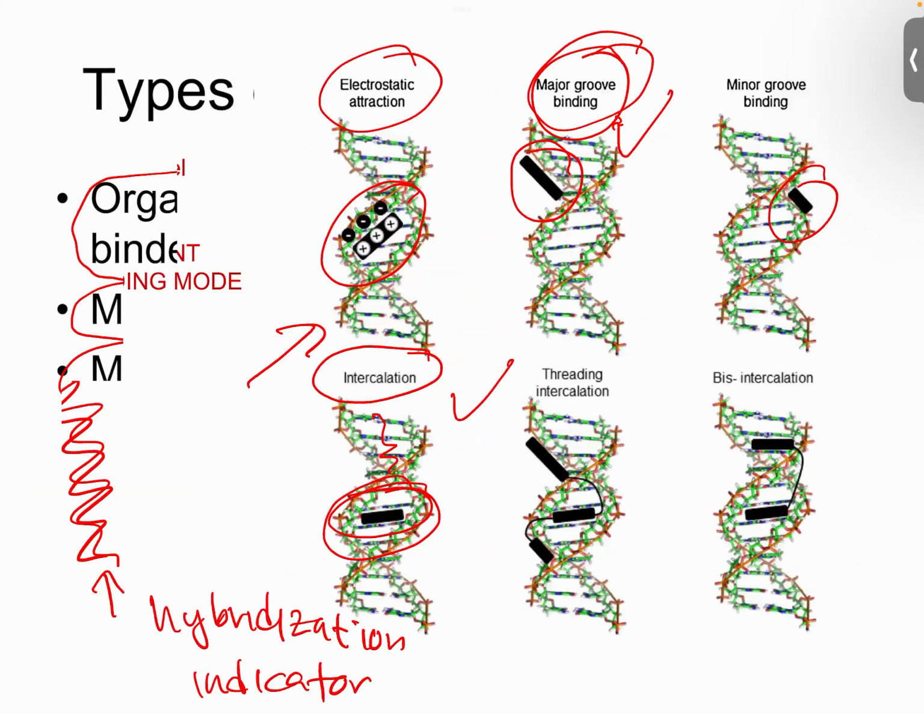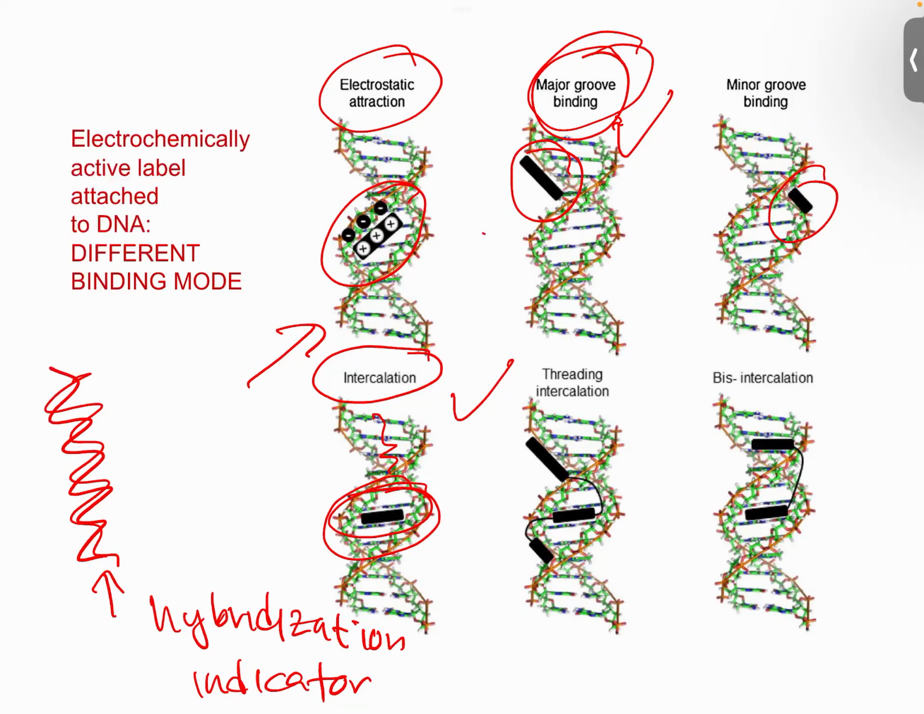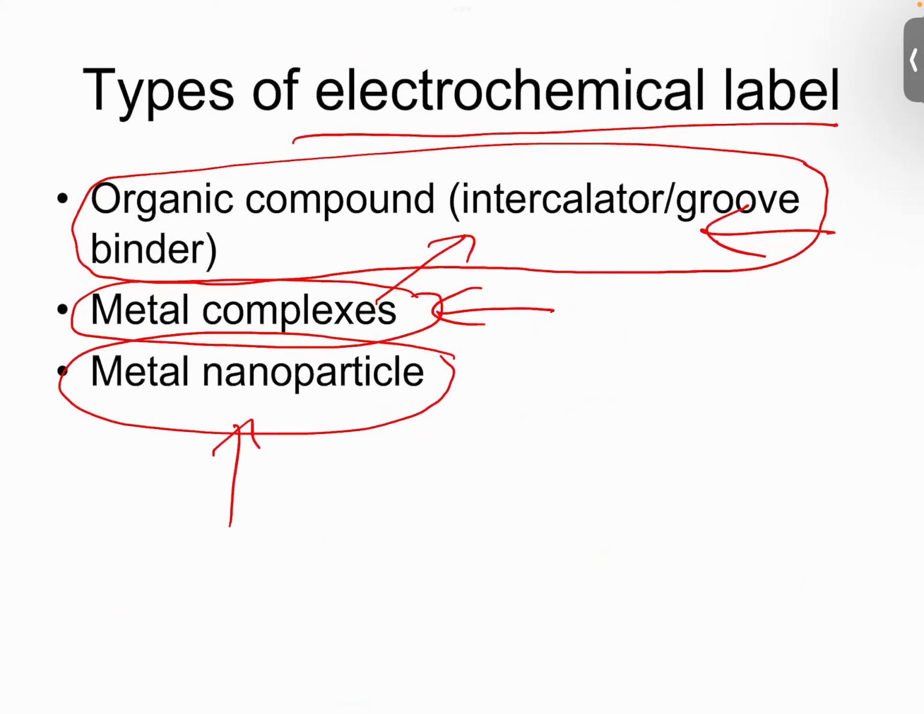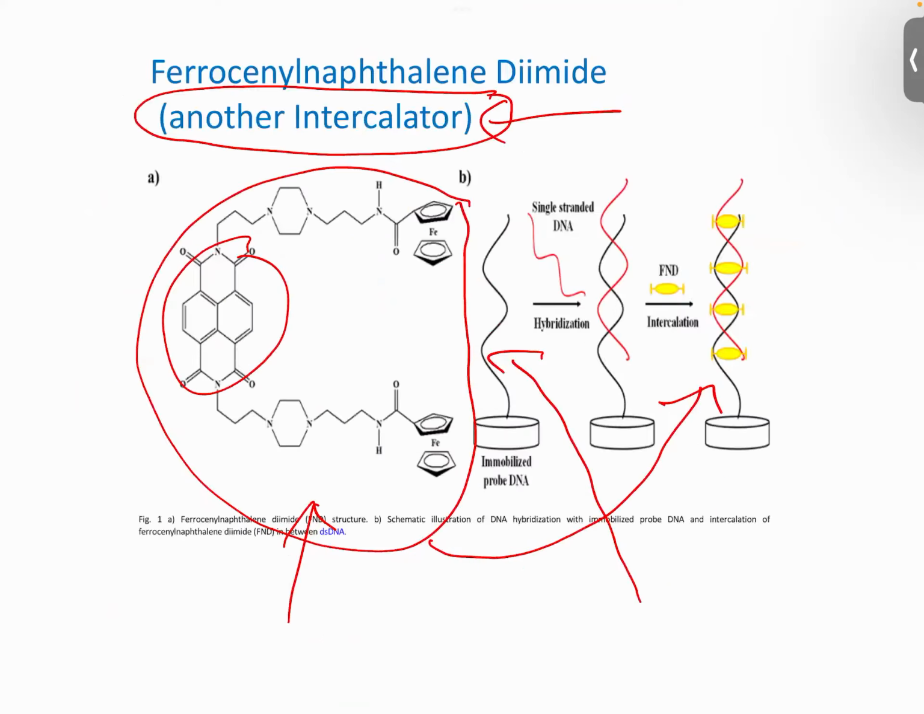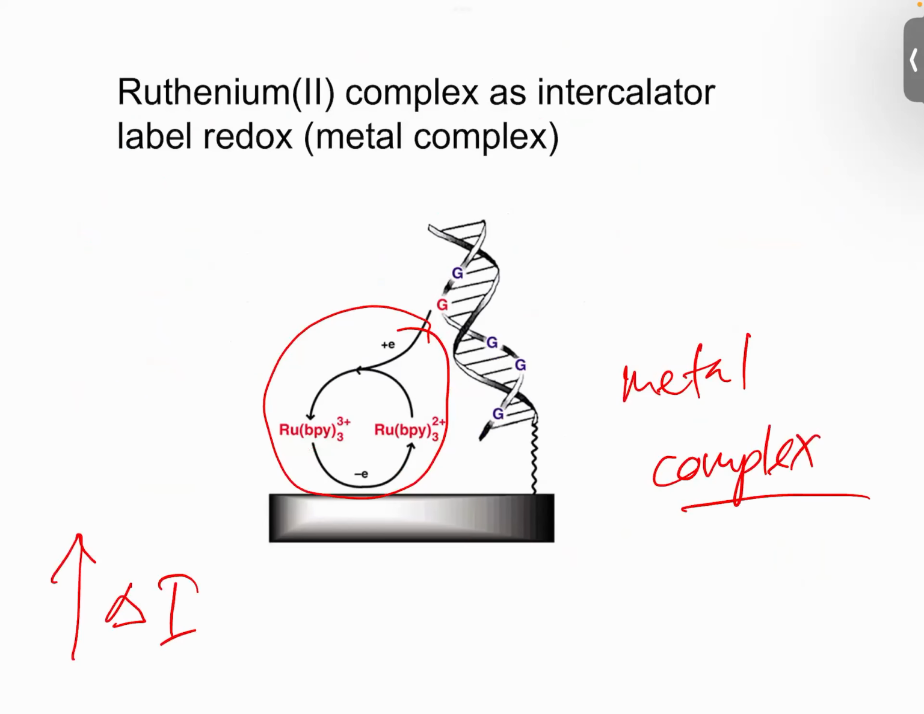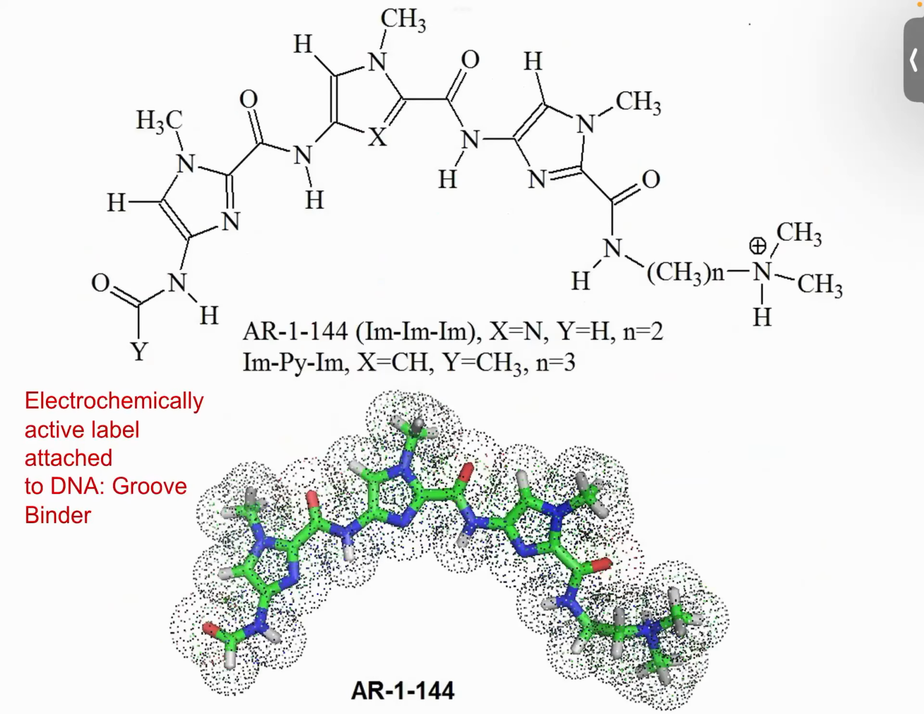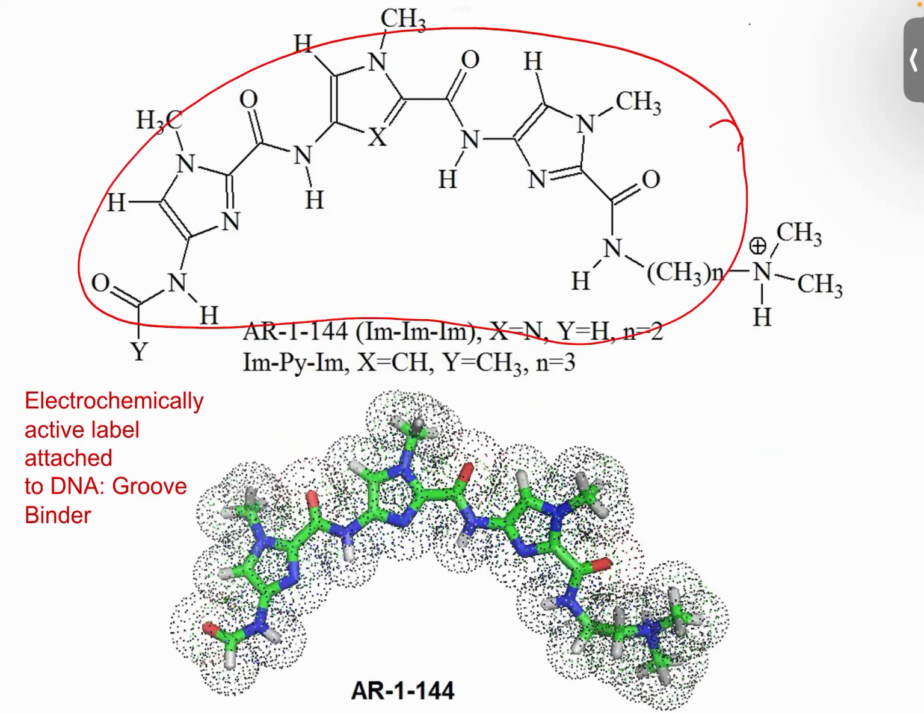Okay, this is the structure of DNA. So this is where they bind with the DNA. Intercalators, they intercalate in the middle, right? So these are examples of organic compounds that function as groove binders. And usually the groove binders are crescent shape. You can see, so that's why they can bind at the groove side of the DNA.